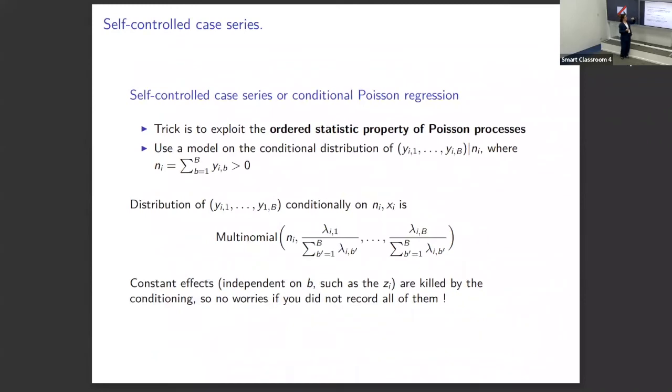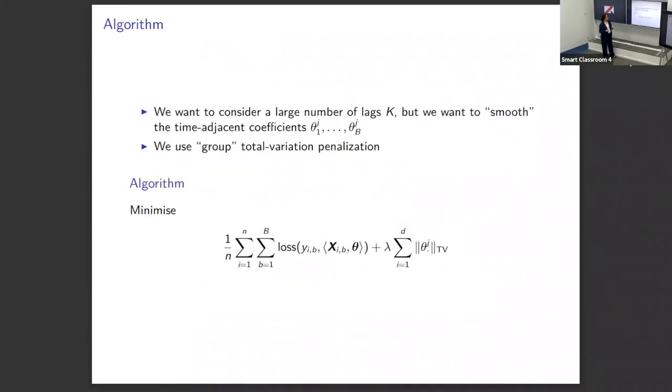Okay. Then perhaps I will go very fast on this. We use the property of Poisson processes. And the main thing to understand is that you now have a multinomial distribution. We know that very well. And you have this kind of quotient. And the big thing to know is that all the constant effects are killed. So you don't have to worry if you forgot some, or if you don't get access to some of these constant features. It's no worry. It will just get simplified. Okay. So this is a very classical machine learning algorithm. You have an empirical loss and some penalty.